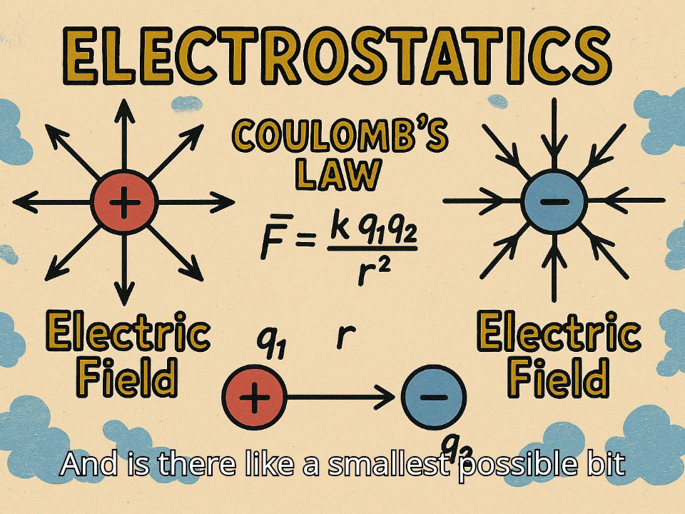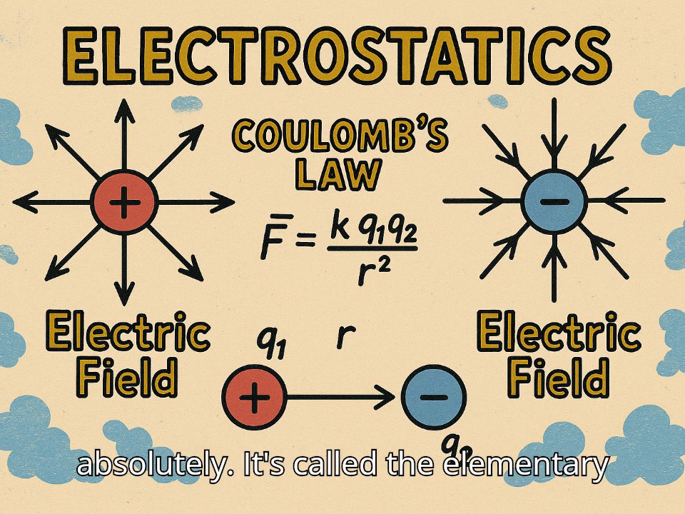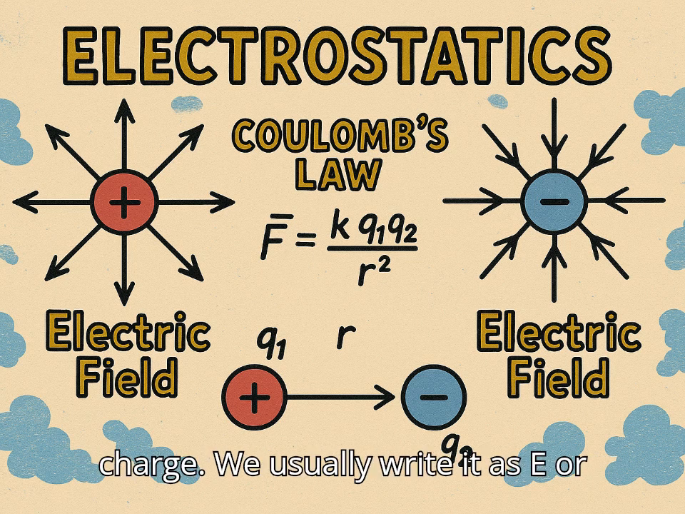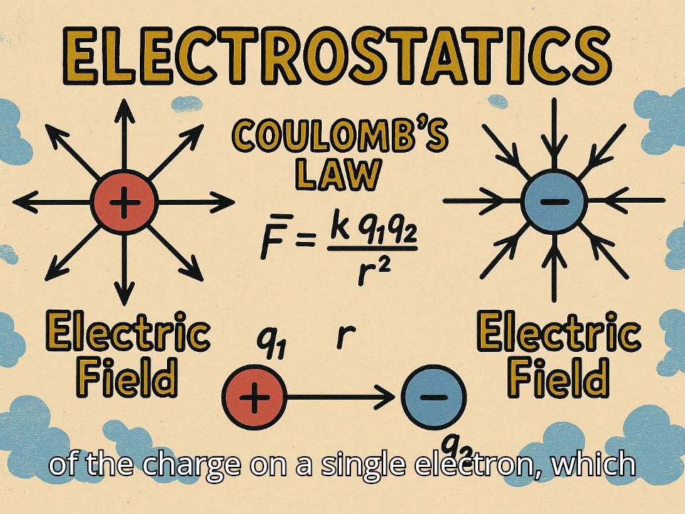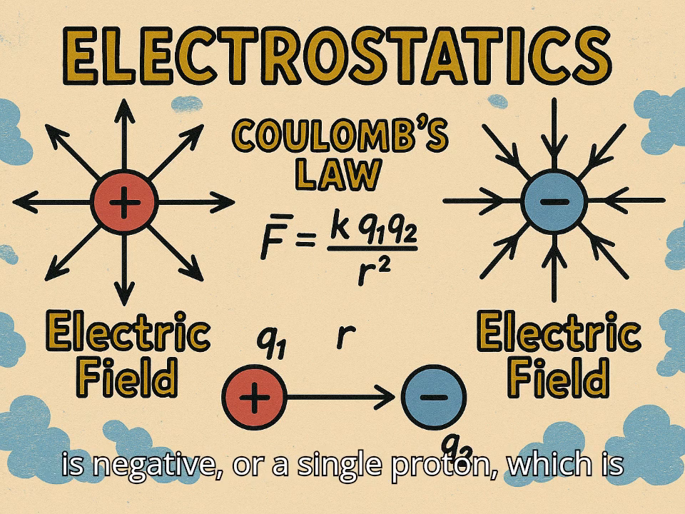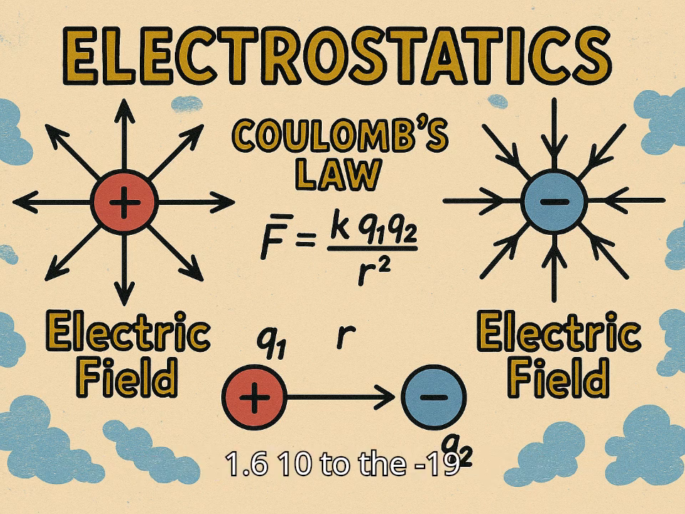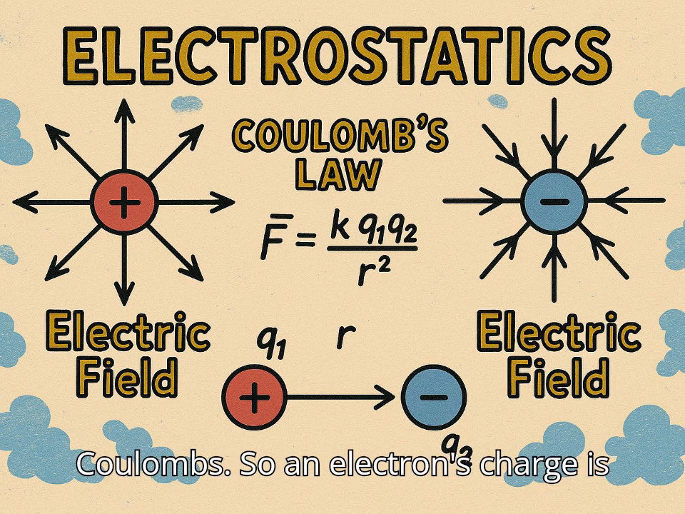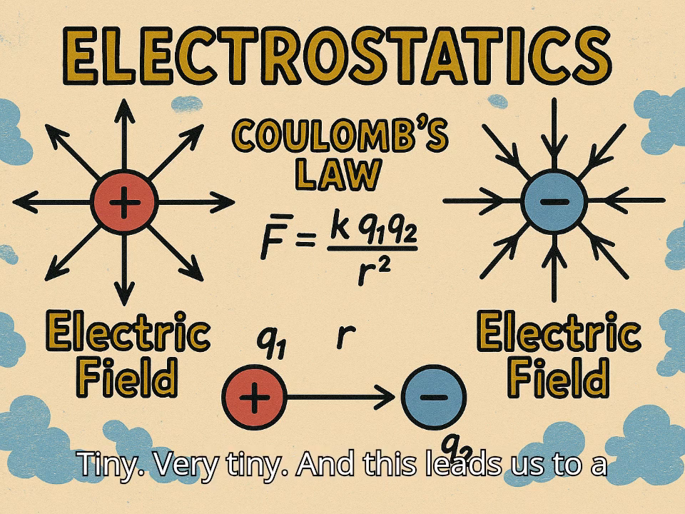Okay, and is there a smallest possible bit of charge, a fundamental unit? Yes, absolutely. It's called the elementary charge. We usually write it as e. And that's the magnitude of the charge on a single electron, which is negative, or a single proton, which is positive. Its value is roughly 1.6 times 10 to the minus 19 coulombs. So an electron's charge is minus e, a proton's is plus e. Minus 19? Tiny. Very tiny.